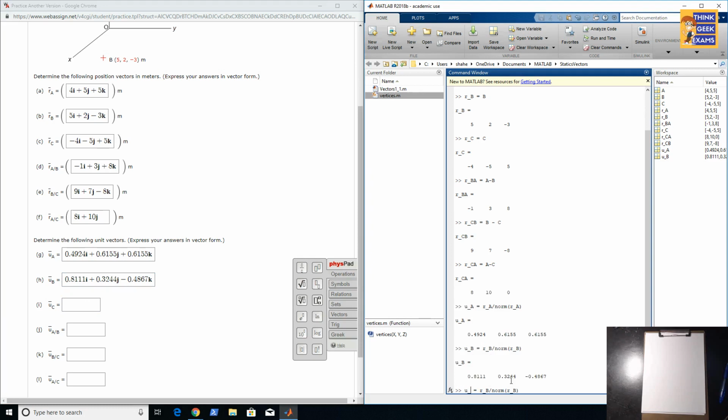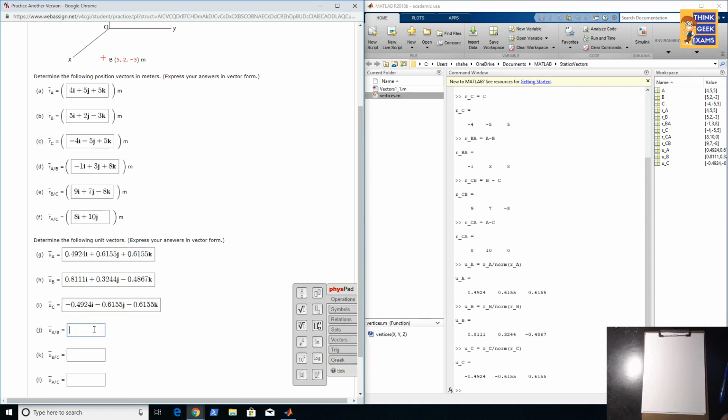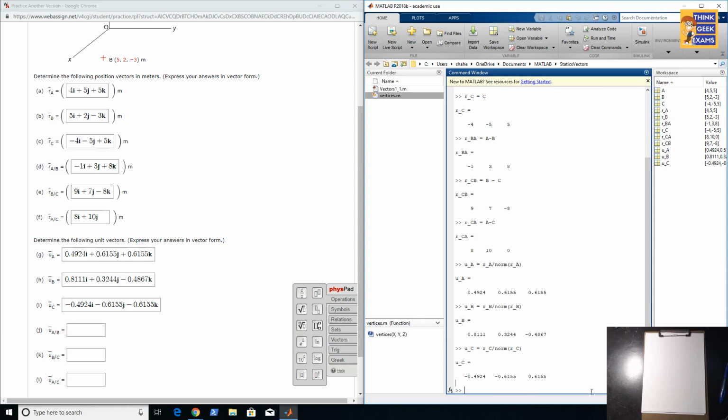All right, you see, copying it from the previous one, UC. All right, this one is negative: 0.4924i, negative 0.6155j, negative 0.6155k.